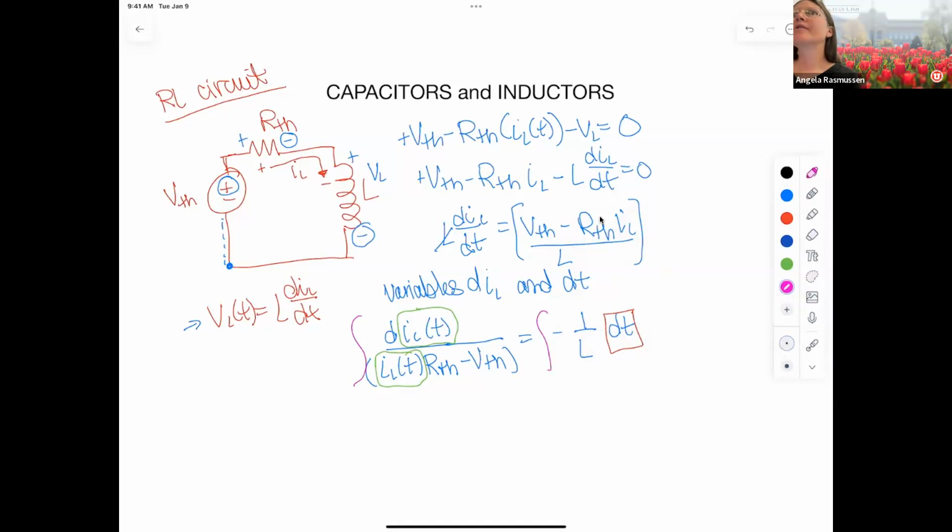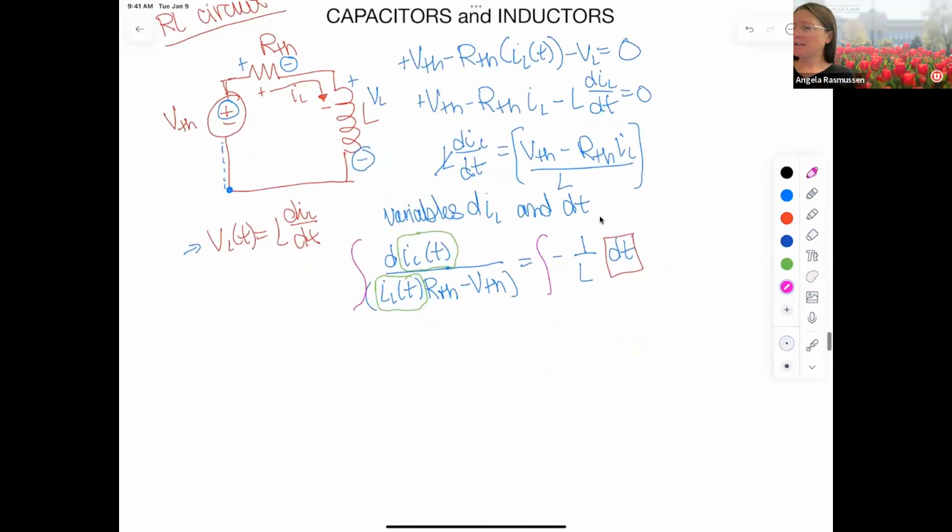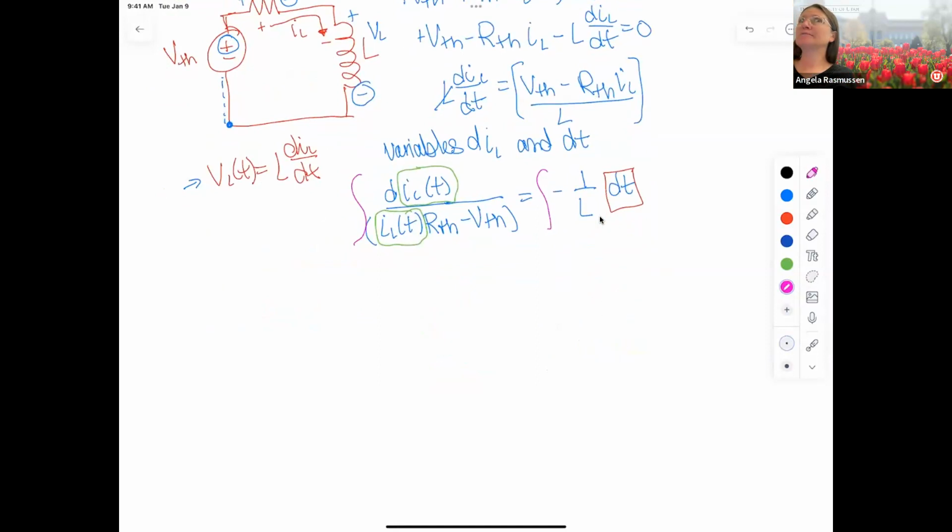Shouldn't it be RTH IL minus? Oh, never mind. Yeah, you can write them either way. You could write RTH IL or you can write IL RTH. So it's just a multiplication and RTH is the constant. Okay, all right, any other questions so far?